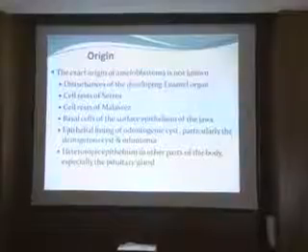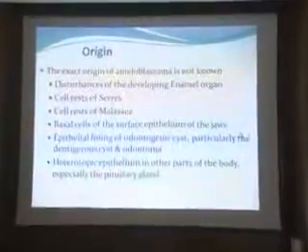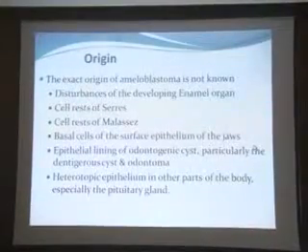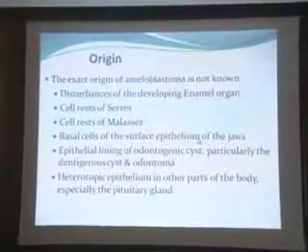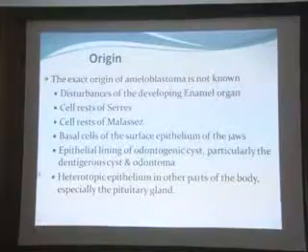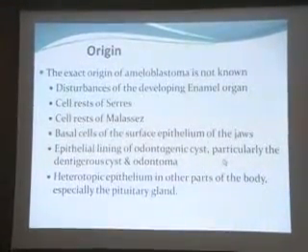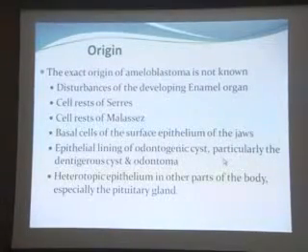Now next, tissue of origin. Sometimes, basal cells of the surface epithelium of the jaws. We all are aware that basal cells of the surface epithelium have the ability to undergo mitosis. Next, the epithelial lining of odontogenic cysts, particularly the dentigerous cyst, and odontome.